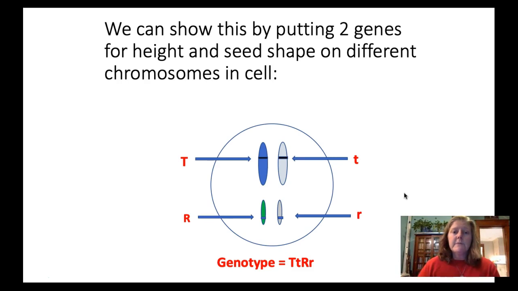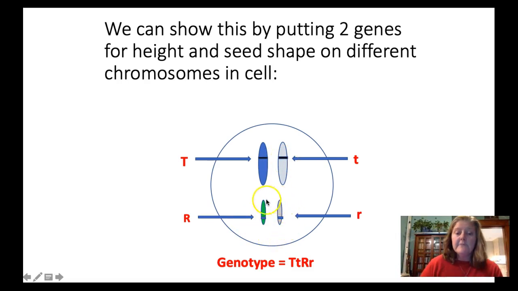So we can show this by putting the 2 genes for height and seed shape on different chromosomes. So here we have 1 pair of homologous chromosomes, and here we have a different pair of homologous chromosomes. Remember, in meiosis, this would be representing our metaphase I, although I don't have them replicated. I couldn't really figure out how to draw that. So this particular chromosome would carry the dominant allele, and the other homologous chromosome would carry the recessive allele.